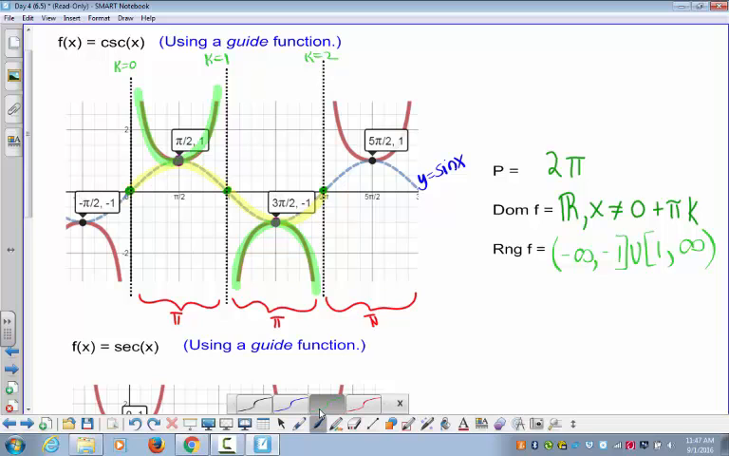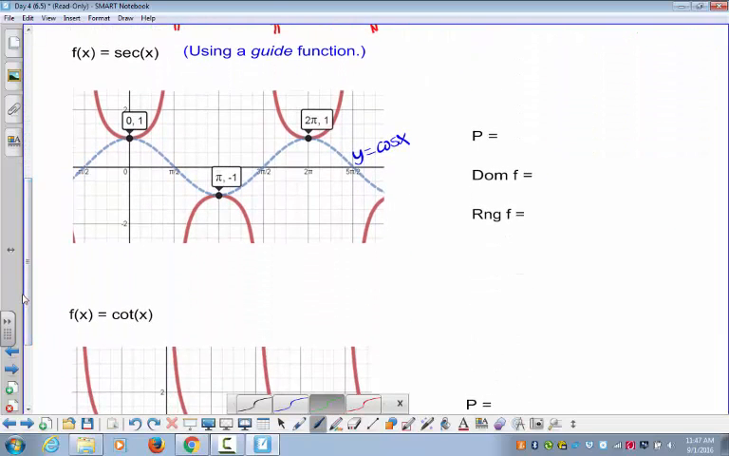Secant. The second function that we use a guide for, secant. The guide is its reciprocal, which is cosine. And cosine has this as its first period. That's the shape for the first period of cosine. And the shape for the first period of secant is this. We've got a curve that opens down, and then we have two partial curves on the top half. So the first period does not include the other parts of this upward curve here. It's only half. Period is still 2 pi.